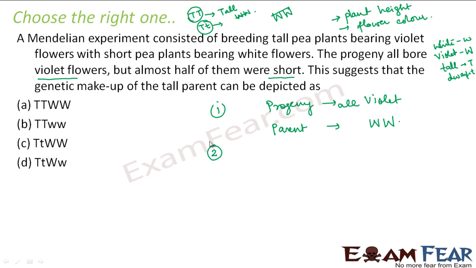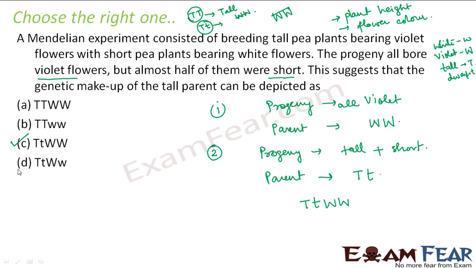So this was about the flower. Now let us talk about the height. The progeny is a mixture of tall and short. Half of them are tall and half of them are short. So the similar logic applies here. If the progeny is a mixture of tall and short, that means the parent is heterozygous. So the parent has to be heterozygous. How will the parent look? The parent will be capital T, small t, capital W, capital W. So this is going to be the right answer.